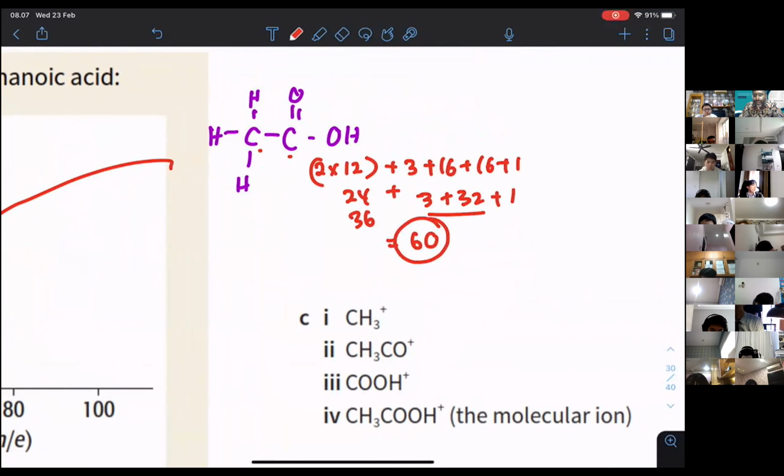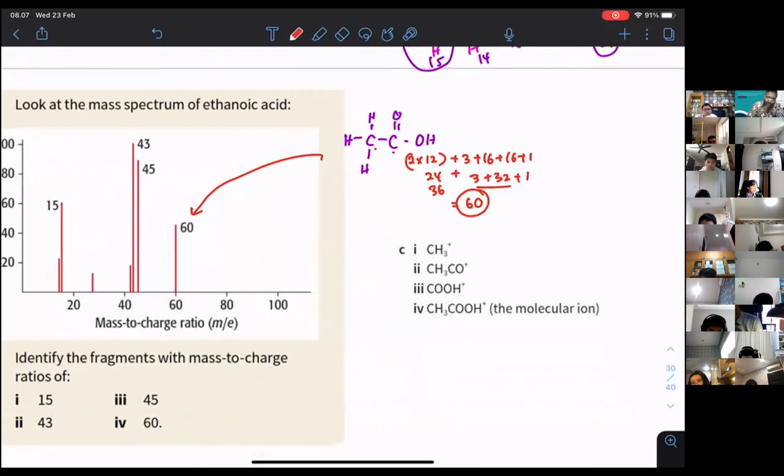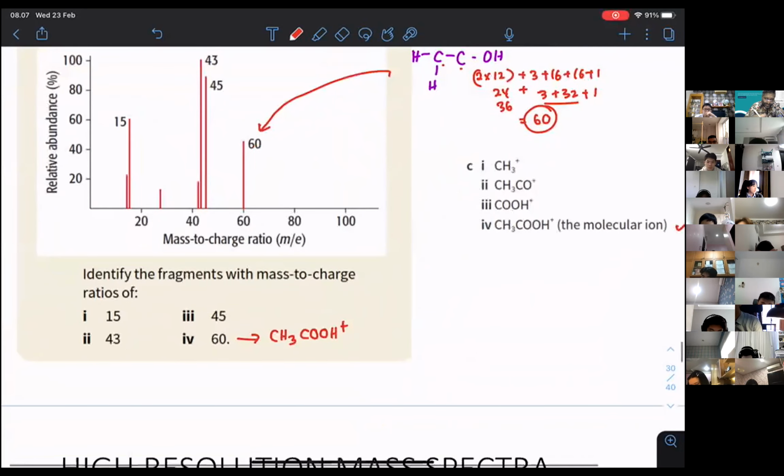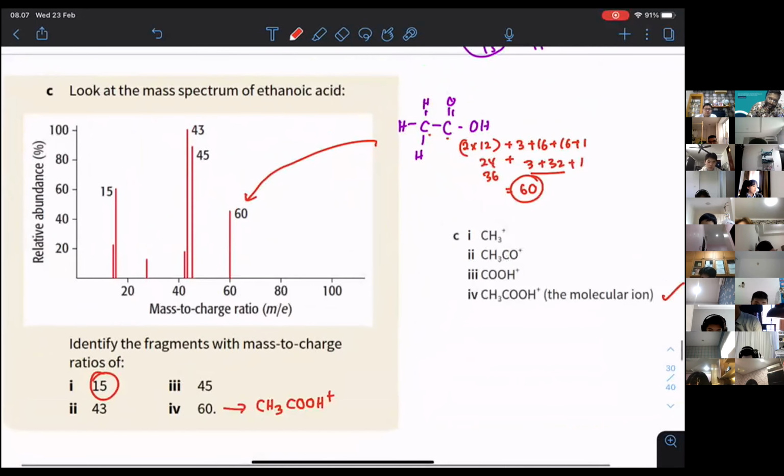So it means that I know this is going to be the fragment that you have at 60 over there. It belongs to, please remember, you still need to write down CH3COOH plus. You still need to write down the plus. So molecular ion. And you have multiple fragments. The one that is 15 normally is this one. CH3 is the 15. You can calculate 12 plus 3. So that is going to be CH3+.